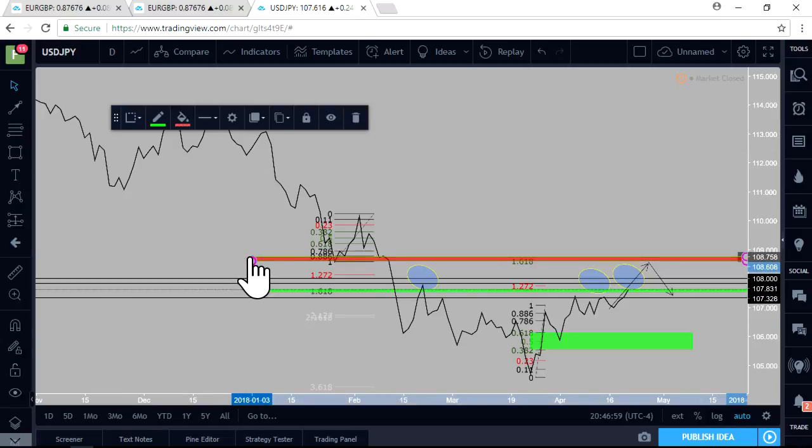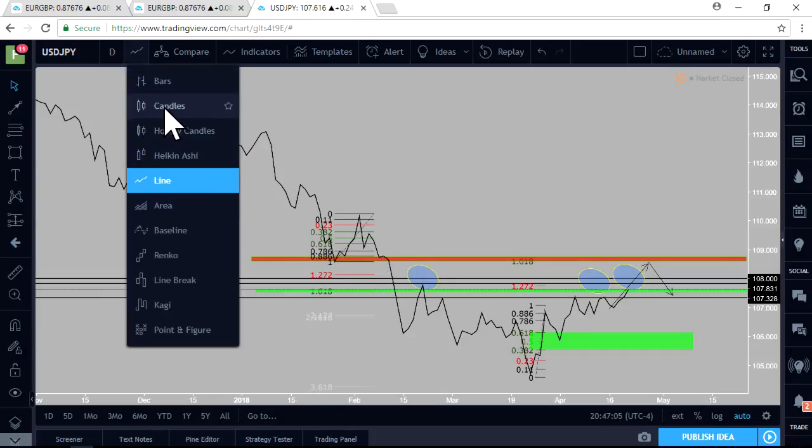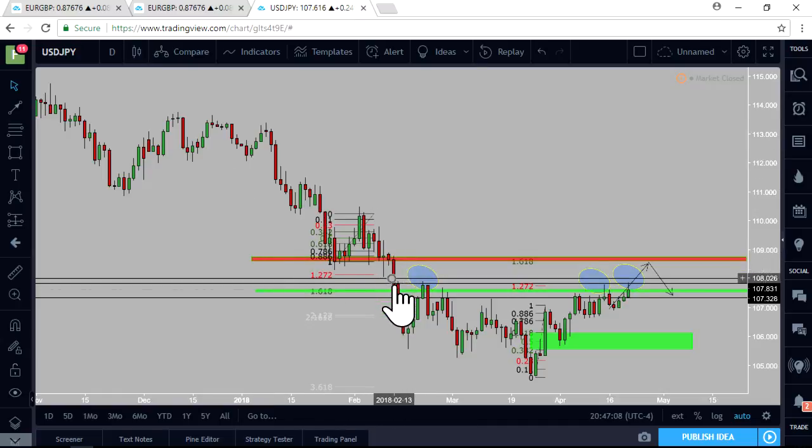Okay? First time that market is coming into that zone, and that zone is also going to be known as a supply zone. Okay? There's your supply zone right here. Consolidation, market drop. Supply zone right around this level.